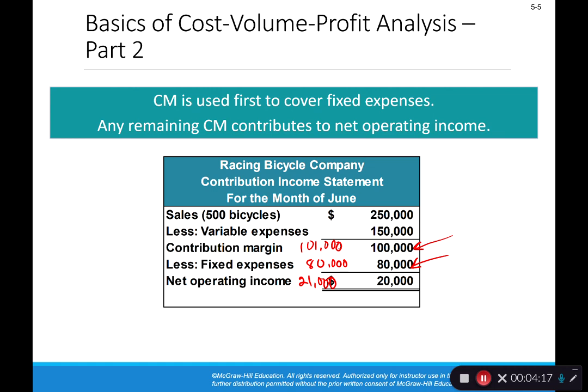Knowing that's going to really help managers predict their profitability at various levels of activity, because again, the key concept is whatever happens to CM happens to our income. CM goes up $1,000, income goes up $1,000. CM goes down $1,000, income will go down $1,000.